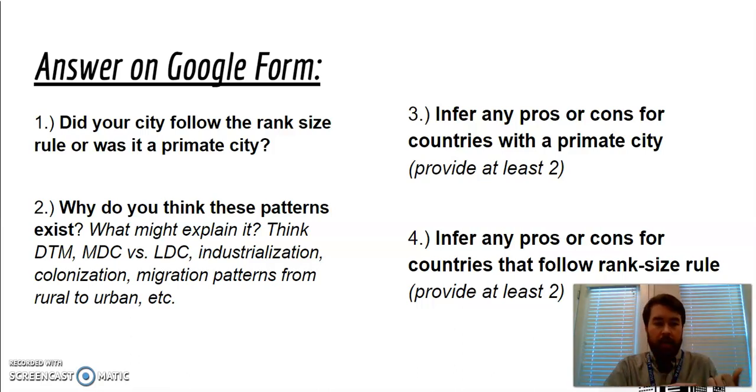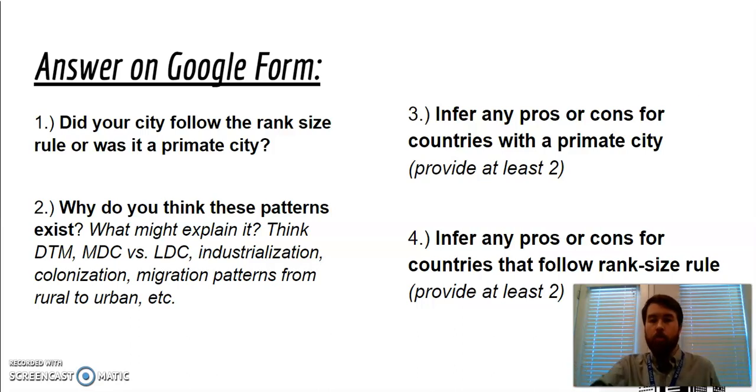So think about DTM stages. Think about more developed versus less developed. Think industrialization. Is there a history of colonization or imperialism? Migration patterns. Make an inference. Third, we're going to make another inference. What are pros and cons of primate cities? And then 4, what are pros and cons of cities that follow the rank size rule?